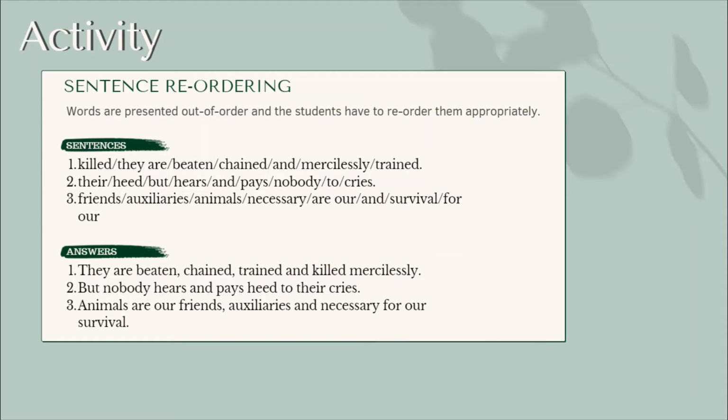The sentences say: killed, they are beaten, chained, and mercilessly trained. They're hid, but hears, and pays nobody to cries. Friends, auxiliaries, animals, necessary are our, and survival for our. And the answers are: they are beaten, chained, trained, and killed mercilessly, but nobody hears and pays heed to their cries. And last one: animals are our friends, auxiliaries, and necessary for our survival.